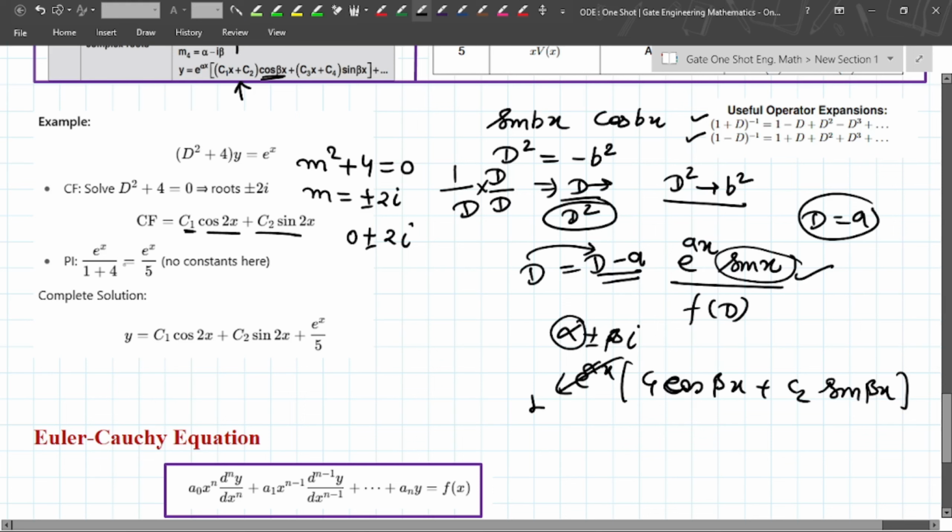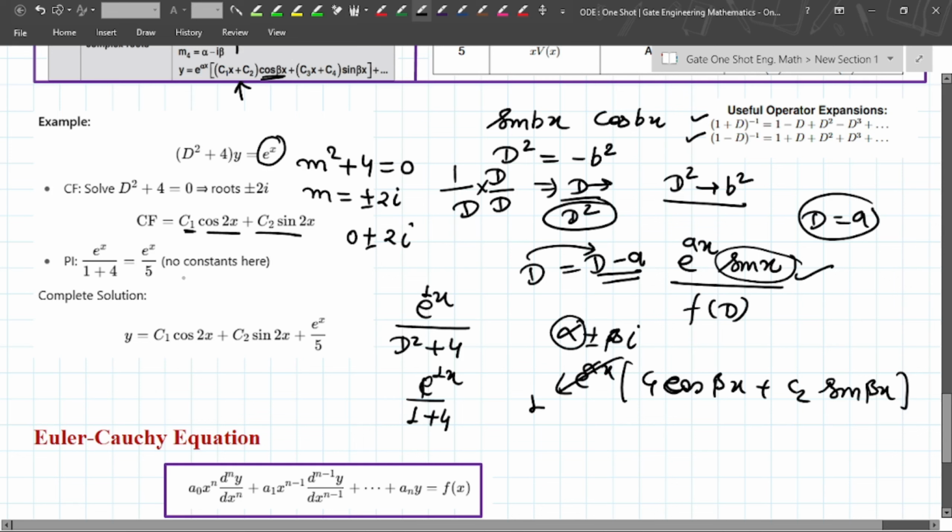Now here the particular integral is nothing but e to the power of x divided by this operator. So I have e to the power of x upon D square plus 4. What is the coefficient? It is 1. So it will be e to the power of x, and it will be 1 square plus 4, so e to the power x upon 5.